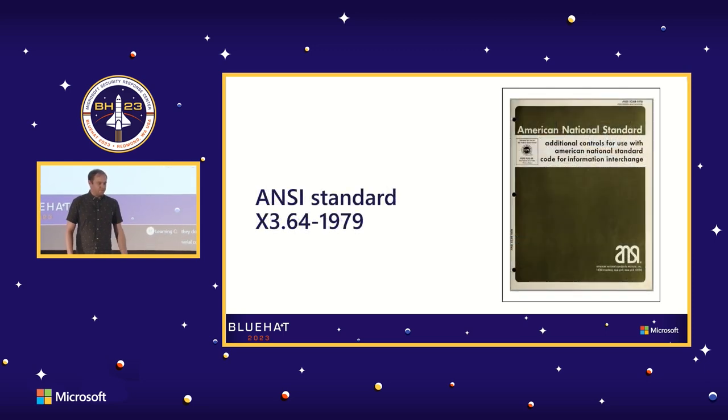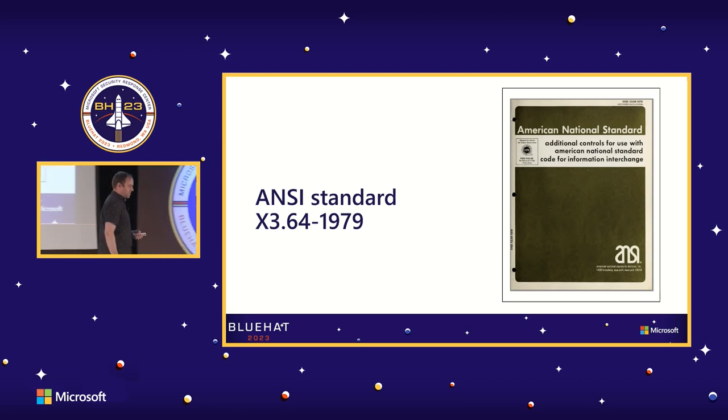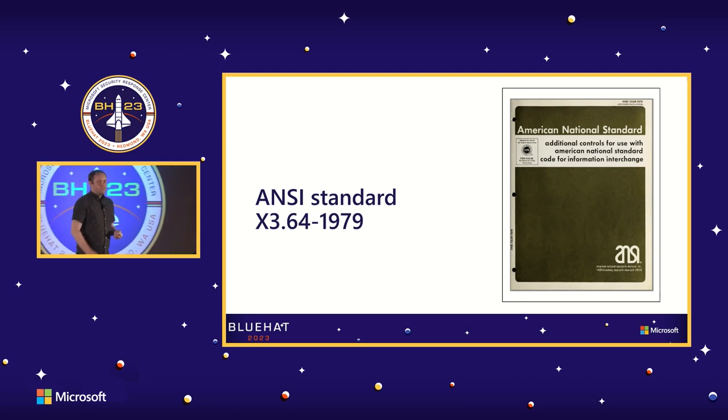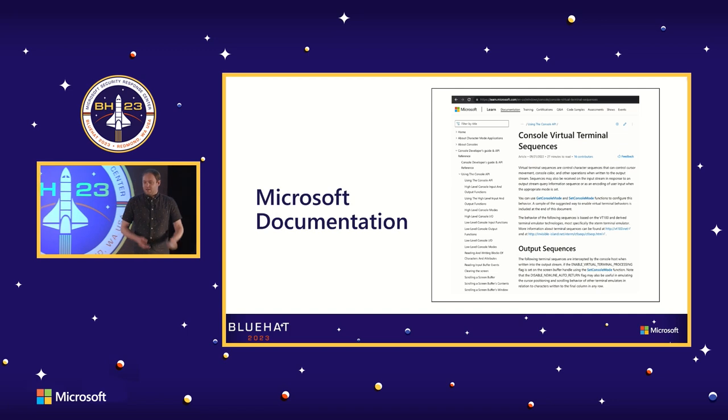How can they do color and graphics when they have essentially a text serial connection? This ANSI standard that I've already mentioned, X3.64 1979, is a bit of a mouthful, obviously. But the interesting thing there is the 1979. This standard was released in 1979, and it defines things like color and various other things. But it's almost a bit like HTML.